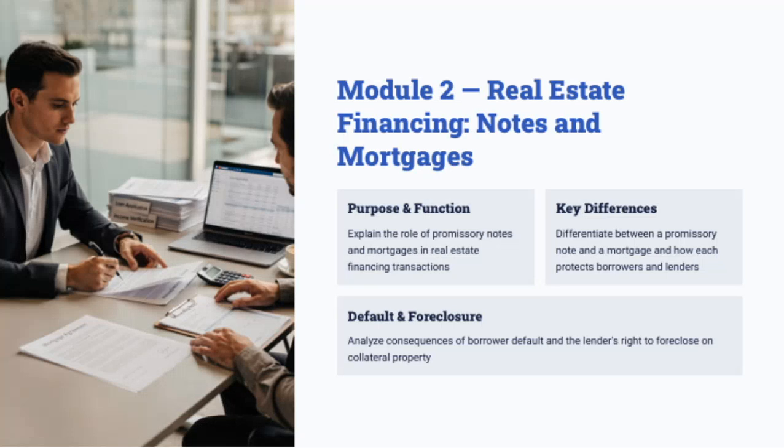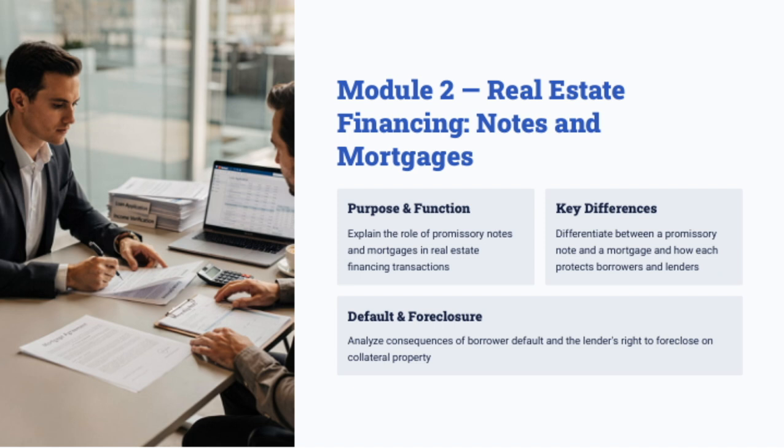Let's take a moment to analyze what happens when a borrower defaults on a loan and how the lender's right to foreclose on the collateral property comes into play. When a borrower fails to meet the repayment obligations, the lender has the legal right to initiate foreclosure proceedings. This process allows the lender to sell the property used as collateral, aiming to recover the outstanding loan balance. Understanding this is crucial because it highlights the importance of the collateral in real estate financing. Foreclosure serves as a safety net for lenders, but also has significant consequences for borrowers, potentially leading to the loss of their property.